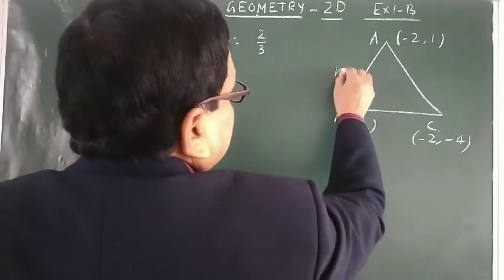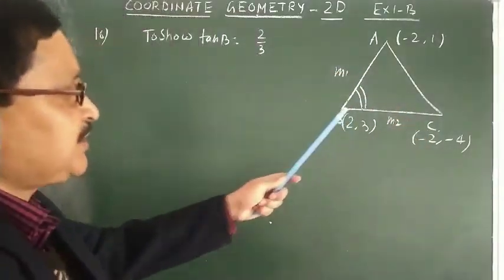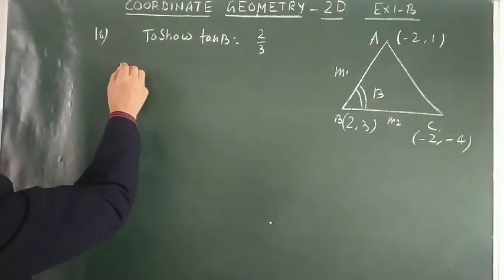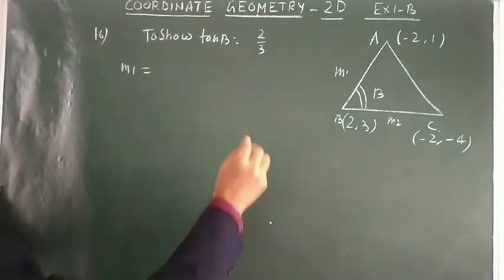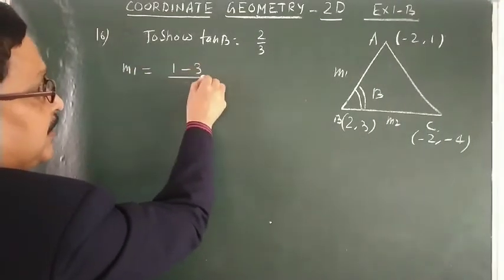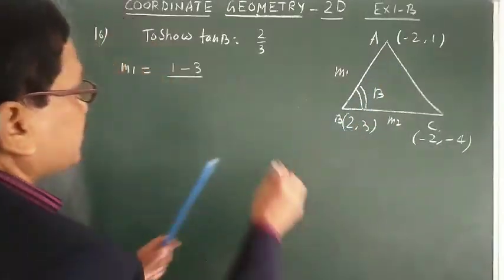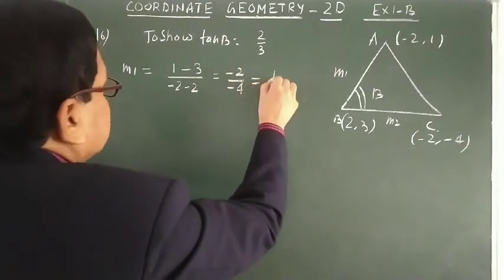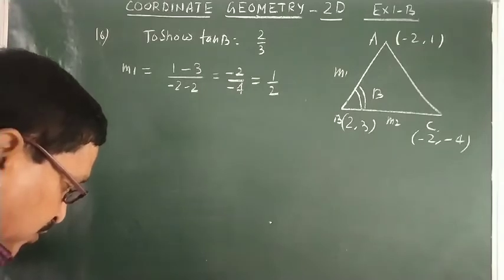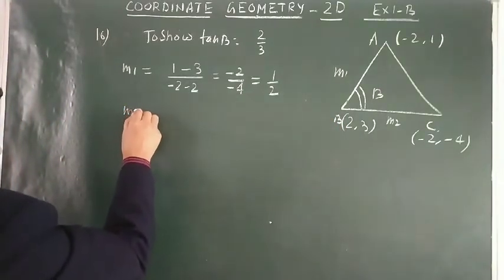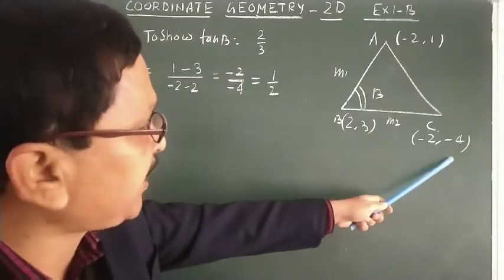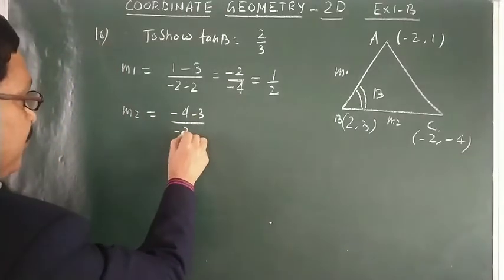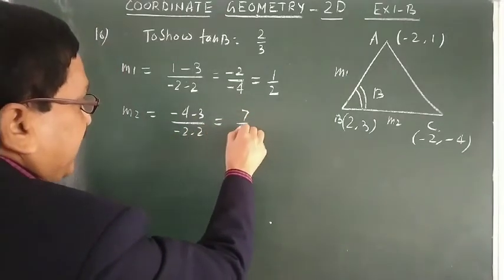Now this is M1, this is M2. To find this angle B, we find M1: y2 minus y1 by x2 minus x1. M1 is equal to (1 minus 3) by (-2 minus 2), which is minus 2 by minus 4, this is 1 by 2. M1 is 1 by 2. And the slope of BC, M2, is again (-4 minus 3) by (-2 minus 2). This is 7 by 4.